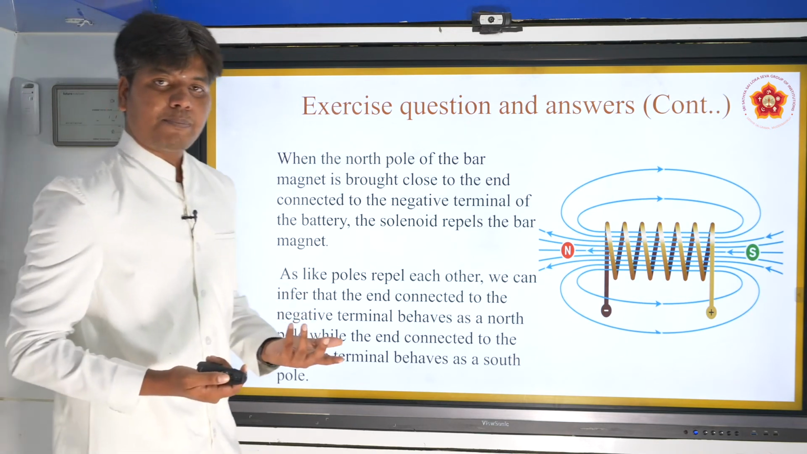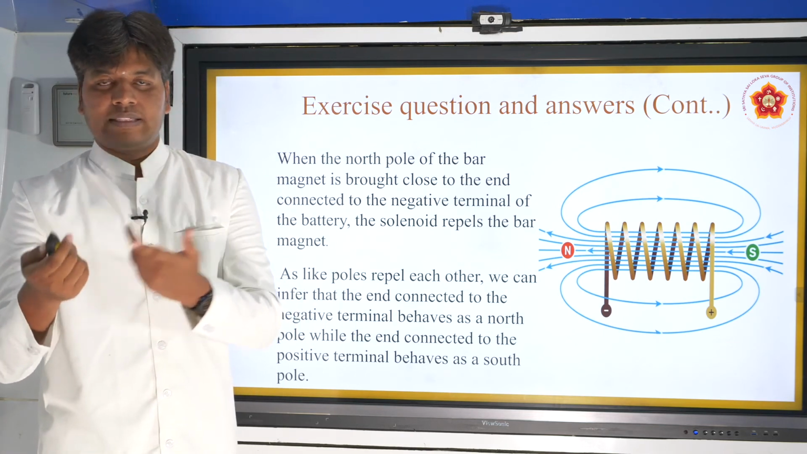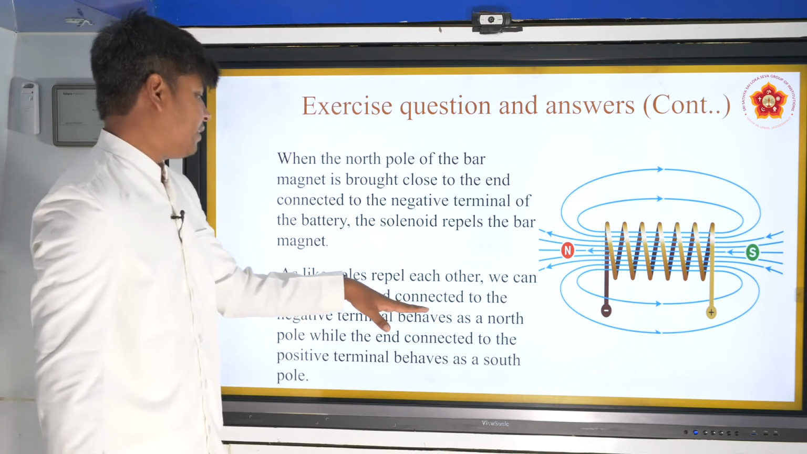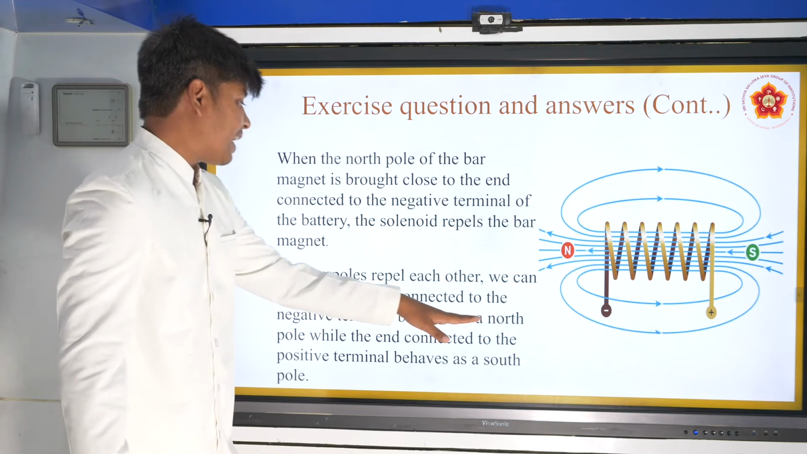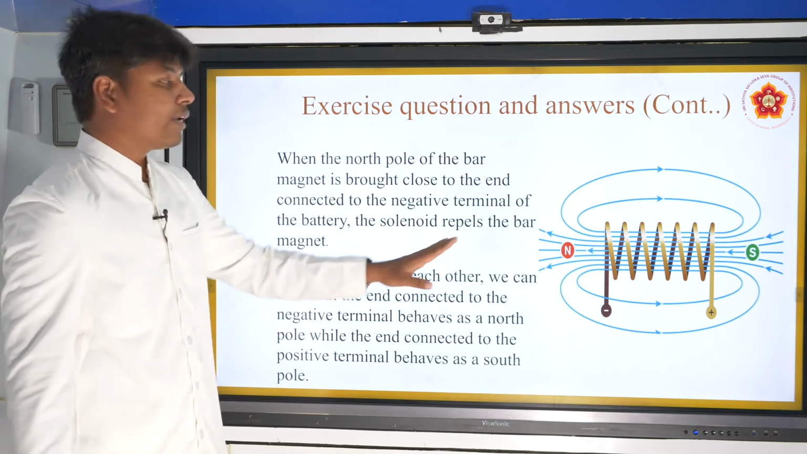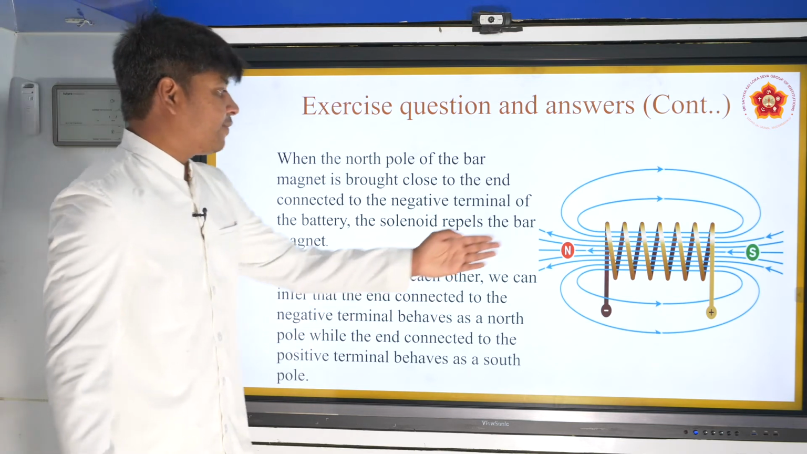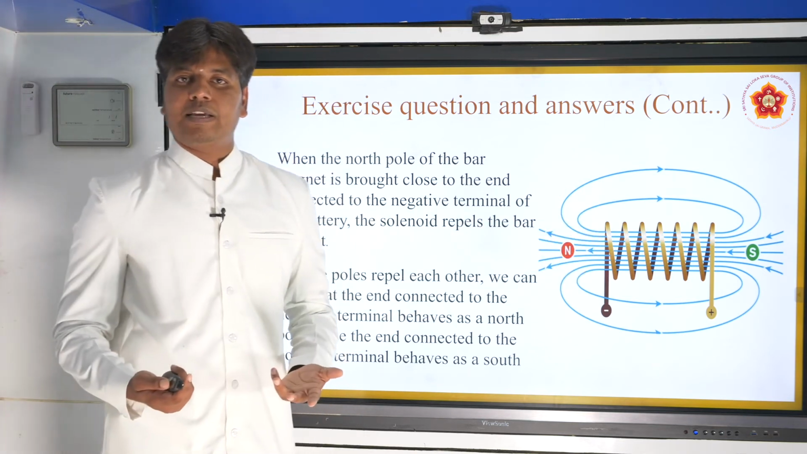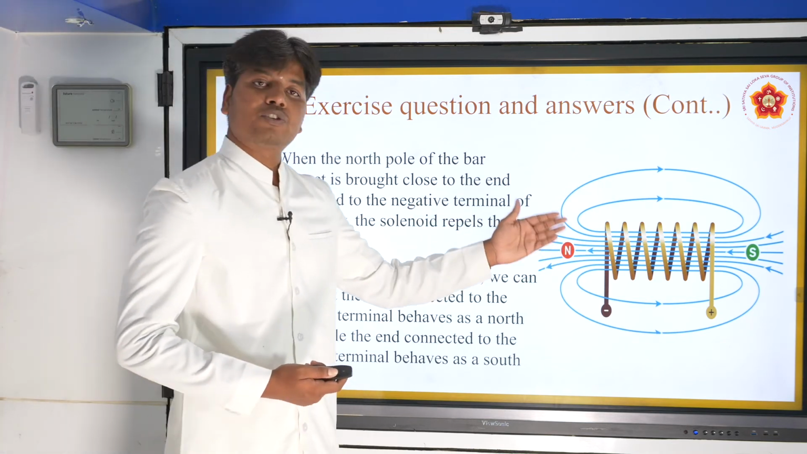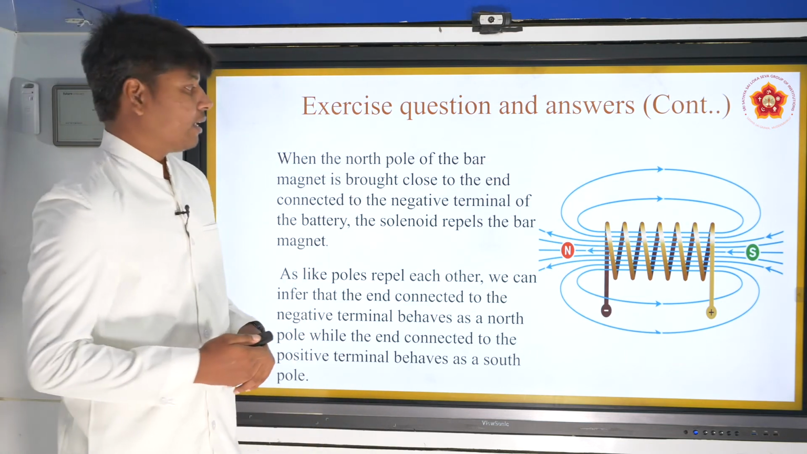So when it repels the bar magnet, what do we conclude? The end is the same pole, and only then can it repel. Since like poles repel each other, we can infer that the end connected to the negative terminal behaves as a north pole. We concluded this. So if this becomes the north pole, the other end automatically becomes a south pole, right? This is how we determined which end of a solenoid is north pole and which end is south pole. So this is how the question and answer go.